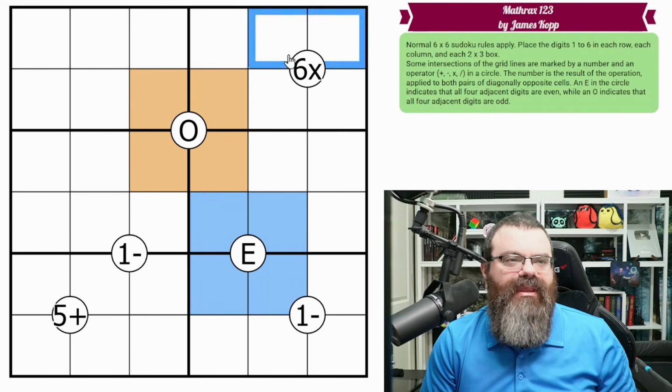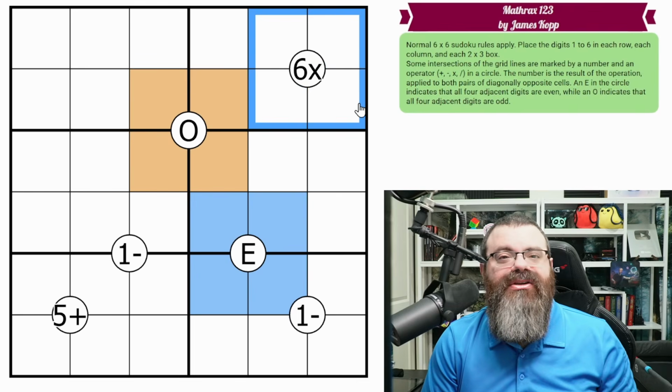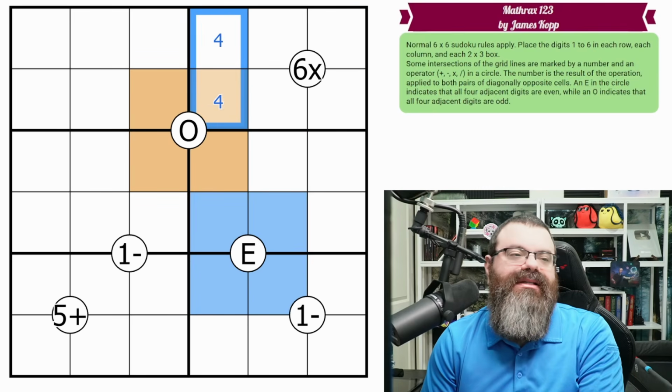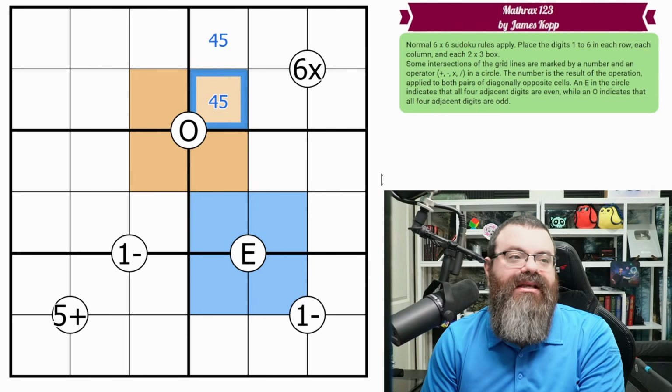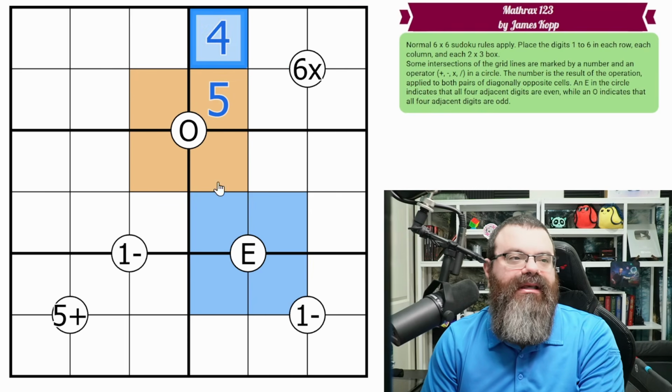Okay, multiplying to 6. We can do 1 times 6, and we can do 2 times 3, but that's it. We can't involve a 4 or a 5 in a 6. So this is going to be a 4-5 pair. And so this is odd, though. So this has to be the 5. This is 4, and that's even. Down here, that makes that odd.